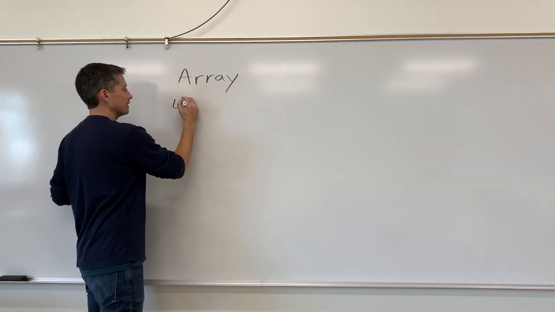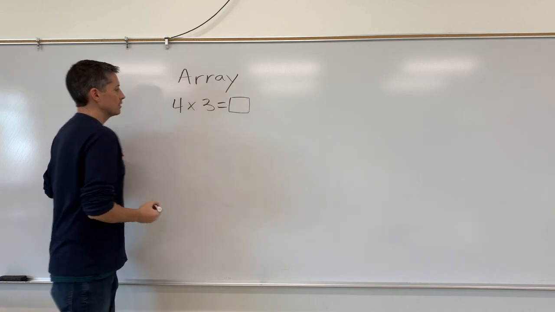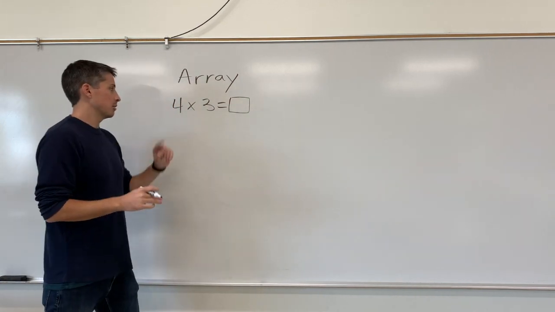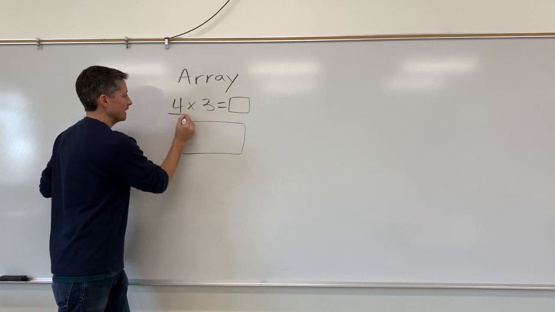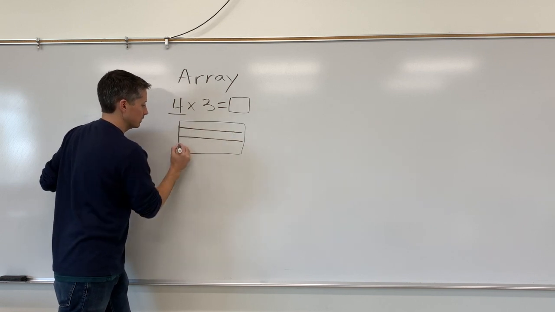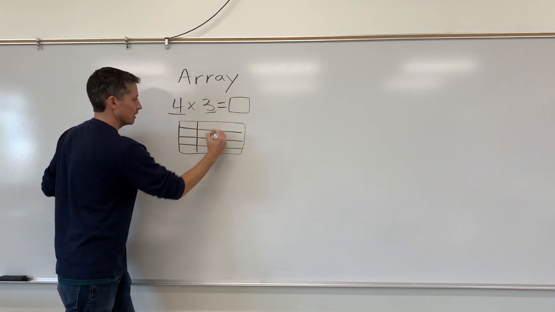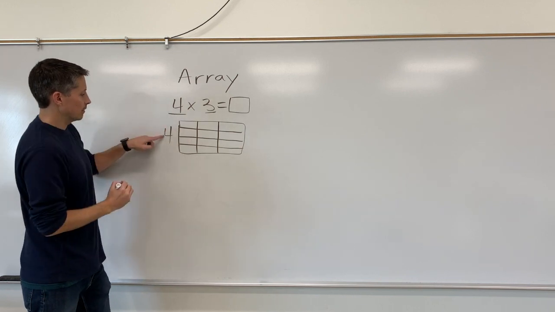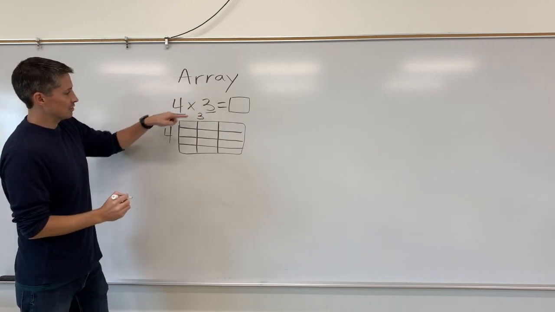And our array is going to be 4 times 3. So I'm going to show you how to draw an array based on the multiplication equation. So I'm going to draw my rectangle, and I see that I have 4 rows. So I make 4 rows, and then I notice I have 3 columns. So I'm going to make 3 columns, and I'm going to label my number of rows 4, and I'm going to label my number of columns, which is 3.